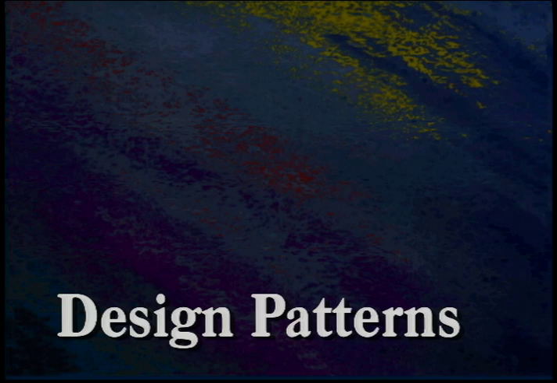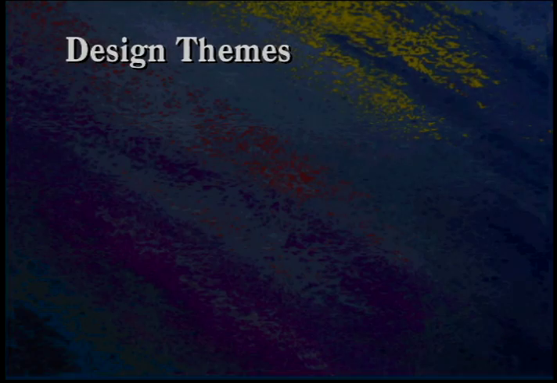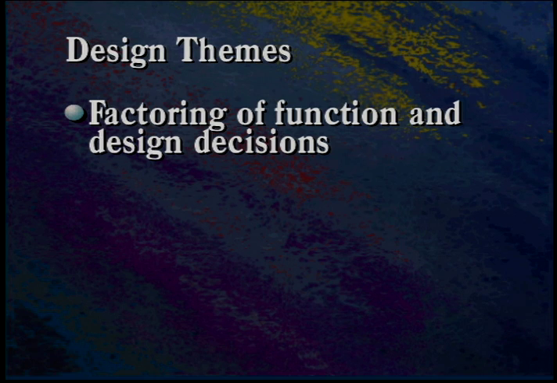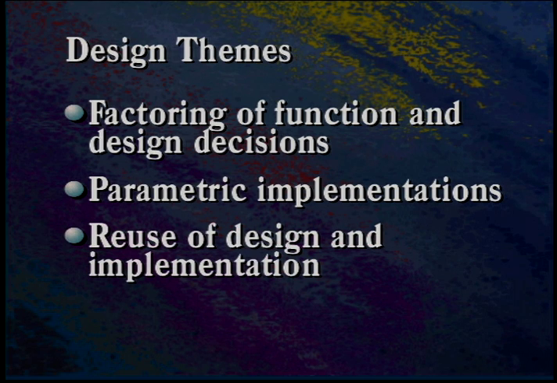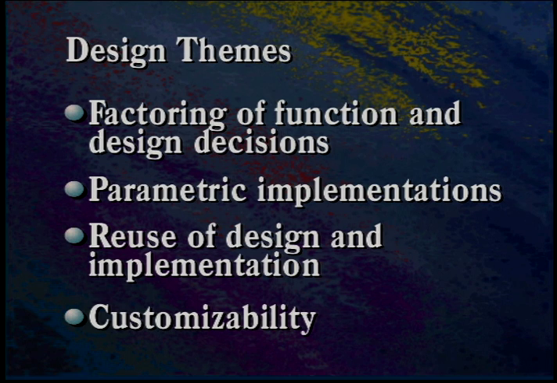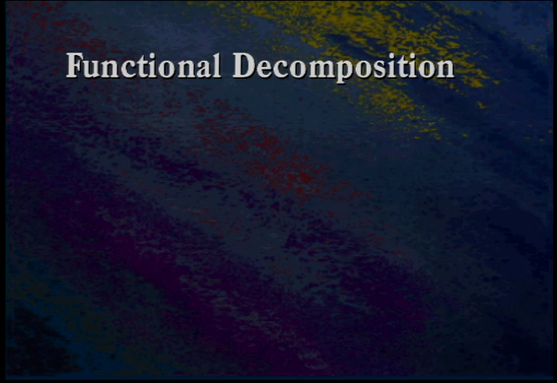I'm going to move on now from talking about component object model and talk about some of the design themes that recurred in the OLE architecture. There are a number of issues that I want to talk about. One is factoring function and design decision into separate objects, so that we achieve some given function through collaboration of a number of separate pieces. We have parametric implementations, so that any given object that's designed to be parametric can be customized to a particular usage. All of these things give us reuse of design and reuse of implementation of parts and customizability of parts so that they can be better reused. The first point is factoring, otherwise known as functional decomposition.